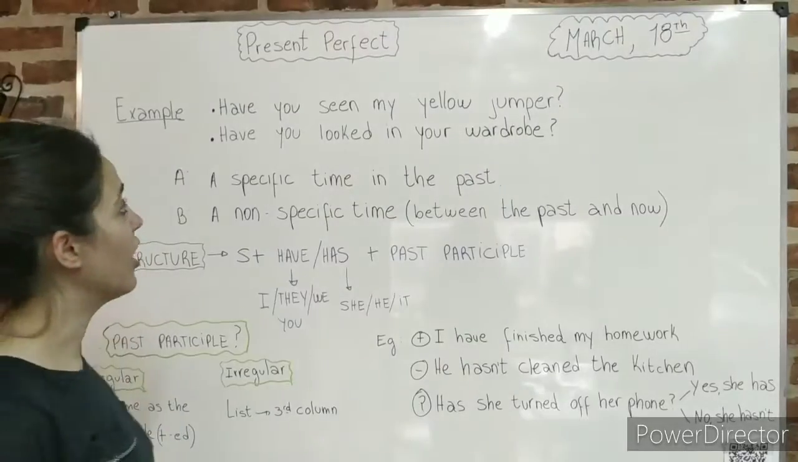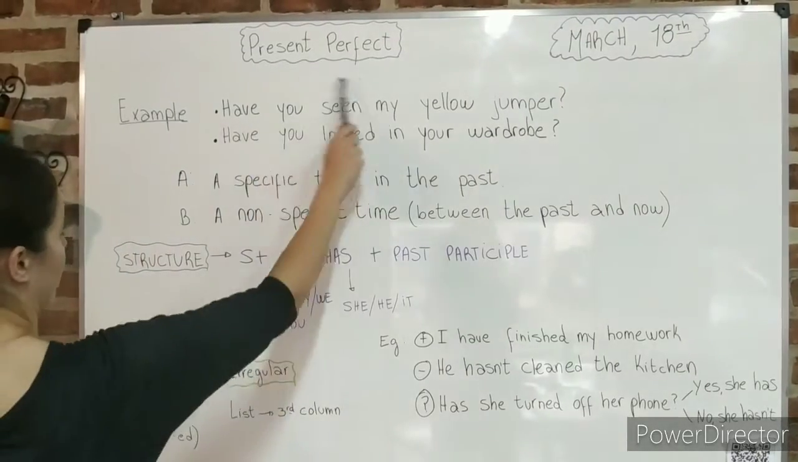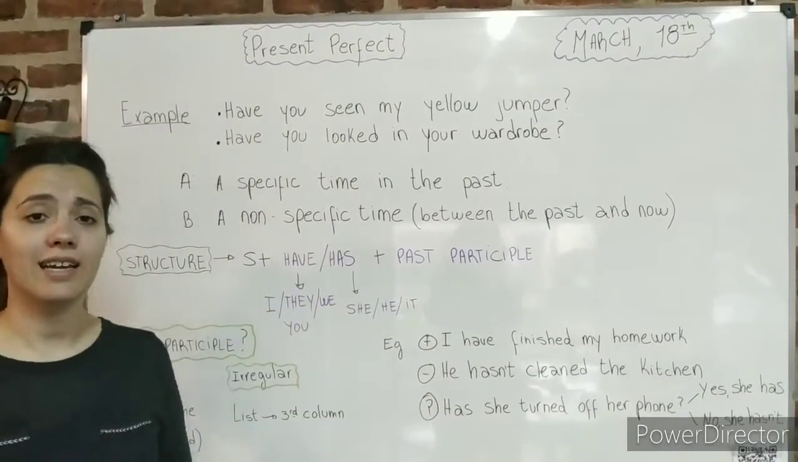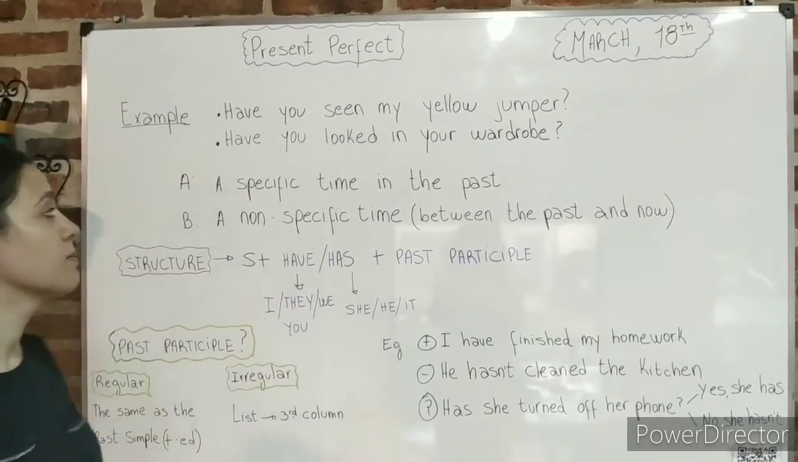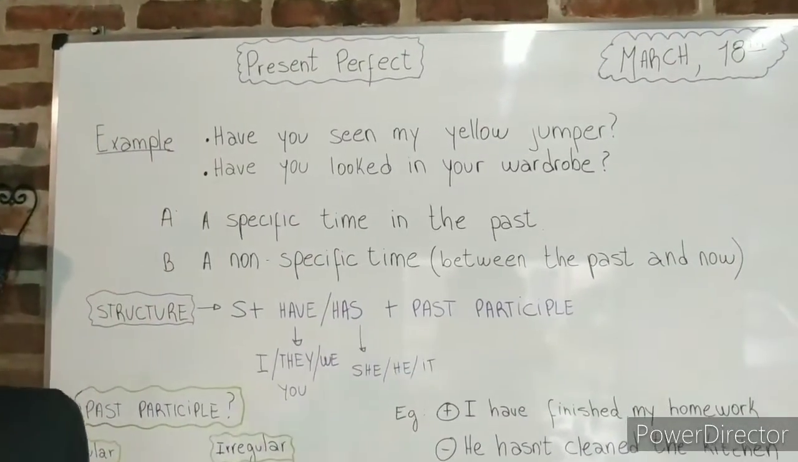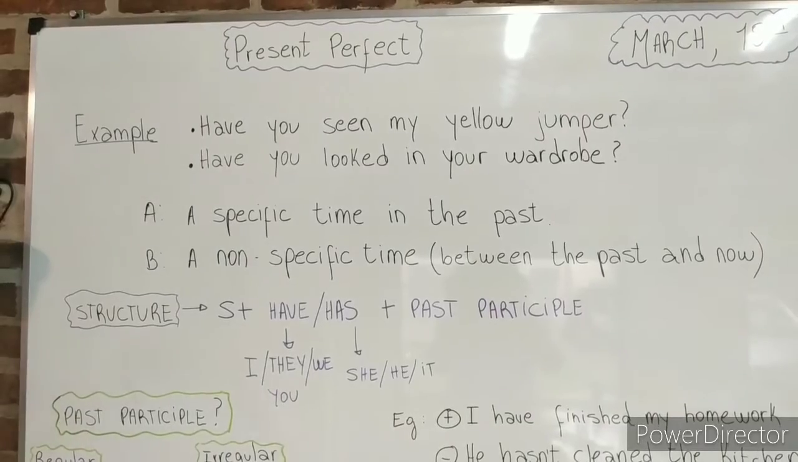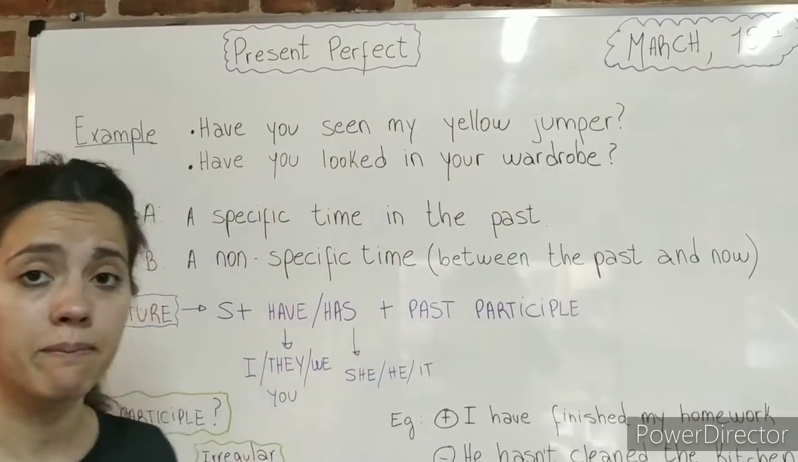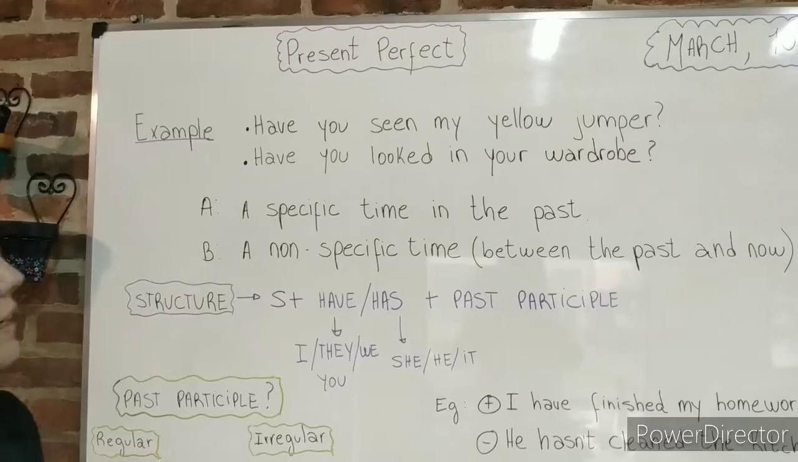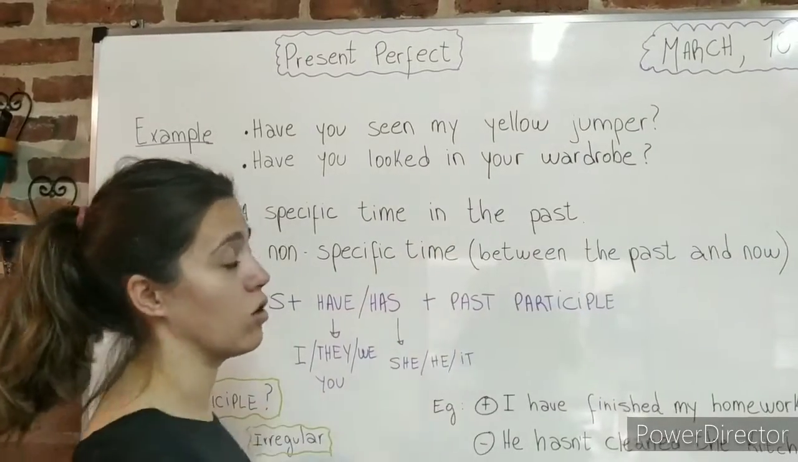Okay, so here we are, present perfect. To start with, I have here two examples, and we have two questions. The first one says, "Have you seen my yellow jumper?" And the second one says, "Have you looked in your wardrobe?"